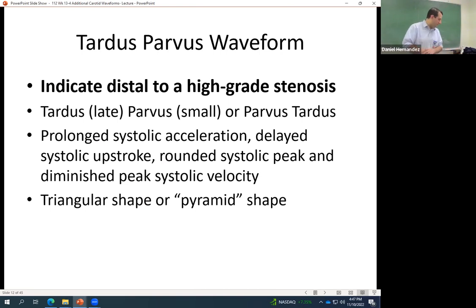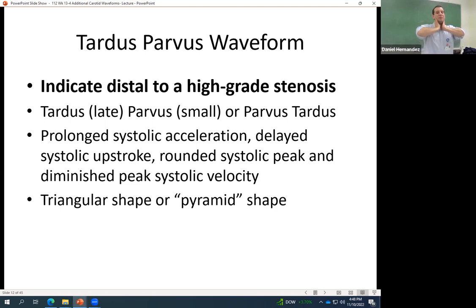So our tardus parvus waveforms are post-stenotic tardus parvus waveforms. So these are seen distal to a high-grade stenosis. So don't get confused with your terms. I can see Brian already going, oh, distal, proximal, like trying to wrap his head around it. So tardus parvus waveforms are seen distal to a high-grade stenosis. So where's that lesion? The lesion is proximal. So now your brain is going, all right, proximal, distal. So just remember that a tardus parvus waveform is seen more distal, so that lesion's got to be more proximal.